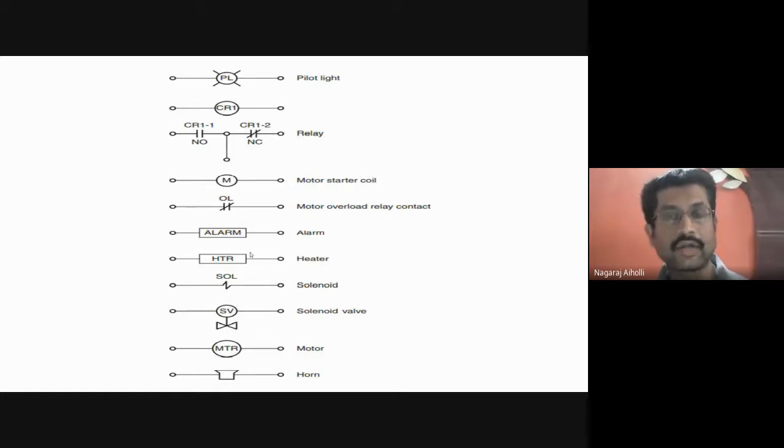That is drawing the ladder rung diagram from the description, where you are supposed to draw the ladder diagram given the description. A problem statement will be given, and you are supposed to draw the ladder rung diagram. Of course, you will have to remember these symbols, they are necessary.